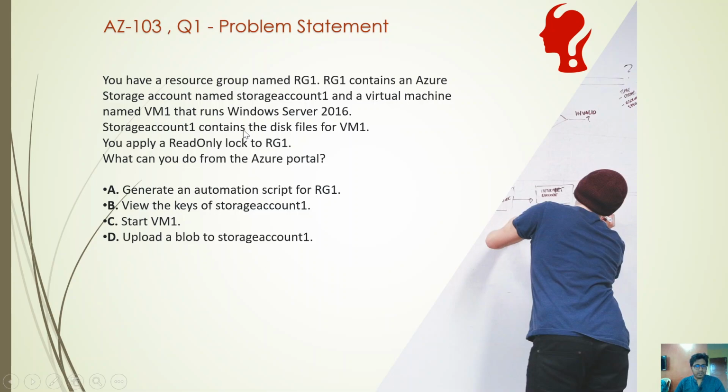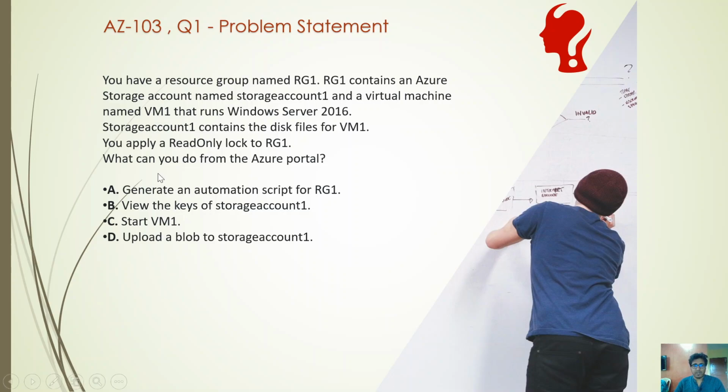So here, since there is a read-only lock on RG1, another concept, and we will go over the documentation again to prove that what I'm saying is correct, is that if you apply a lock to a resource group, then this lock is inherited by the resources within the resource group. Since VM1 is within the resource group and starting a VM is an operation on a VM, and since it's a read-only lock, I cannot start my VM. So C, we can ignore. Again, D, uploading a blob. It is a modification. I am uploading a blob to a storage account. The storage account is within the resource group where my read-only lock is applied, meaning the read-only lock is effectively on the storage account also. So again, I cannot upload a blob.